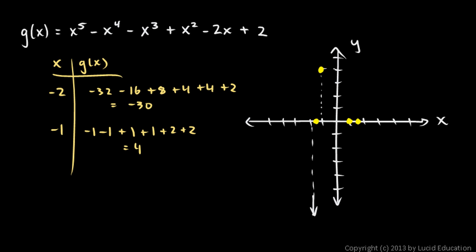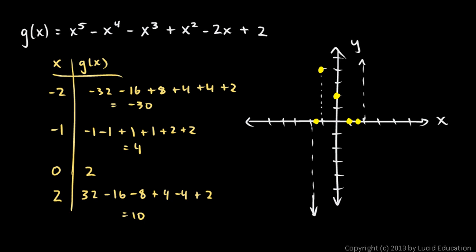And then when x is equal to 0, this is easy. Just put in a 0 right there and you get 2. So when x is equal to 0, g of x is equal to 2. So let's plot that. Now the shape of the graph is starting to emerge over here. Let's do one more. If I put in x equals 2, this comes out to 32 minus 16 minus 8 plus 4 minus 4 plus 2. That works out to 10. So when x equals 2, we're way on up there off the chart.